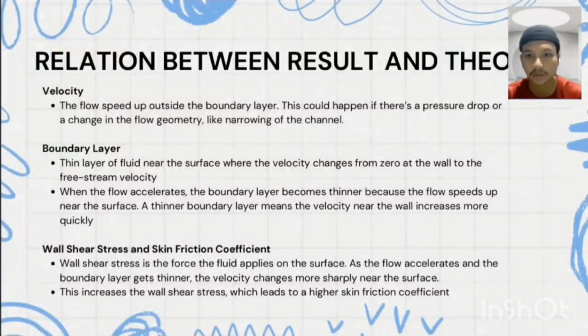On to the relation between result and the theory. The first relationship is velocity. The flow speeds up outside the boundary layer. This could happen if there's a pressure drop or a change in the flow geometry, like narrowing of the channel.